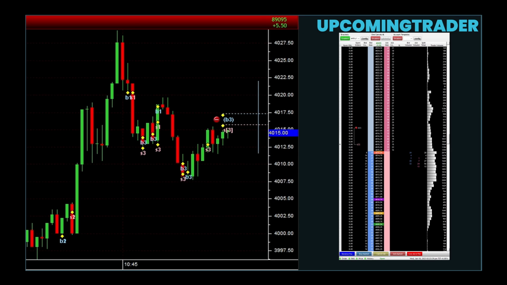The more confirmation you have from different tools, the higher the probability of a successful trade, and the more confident you will feel in executing your trading decisions.